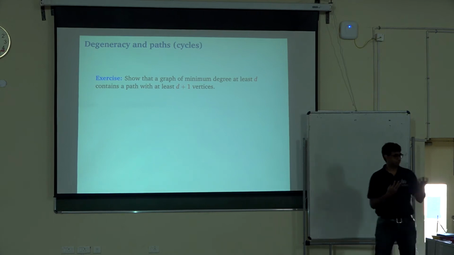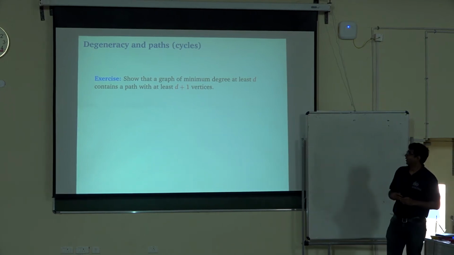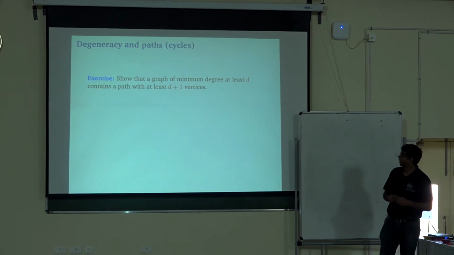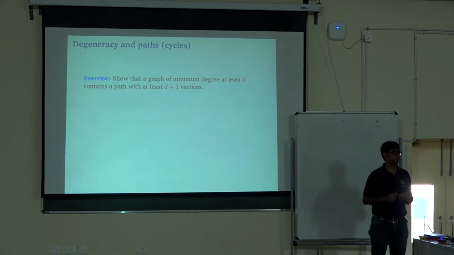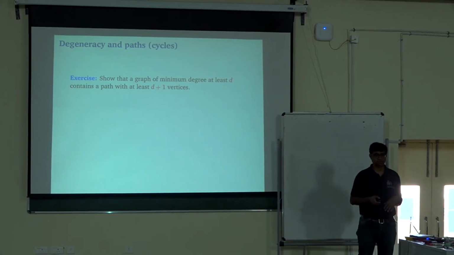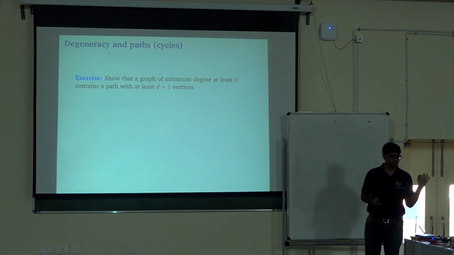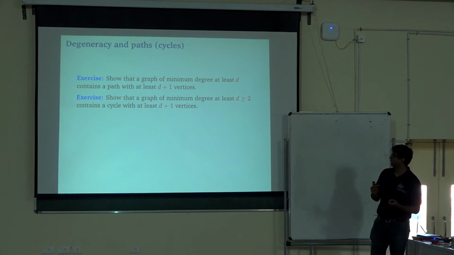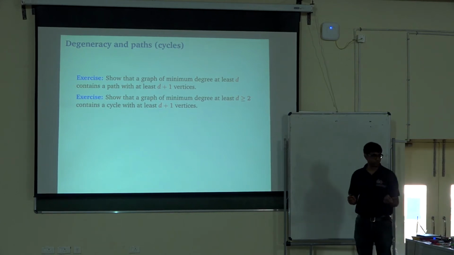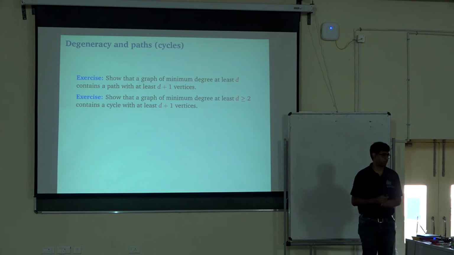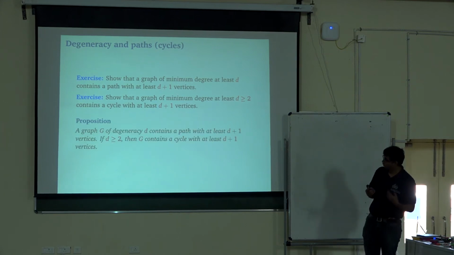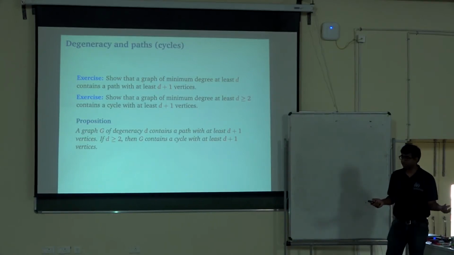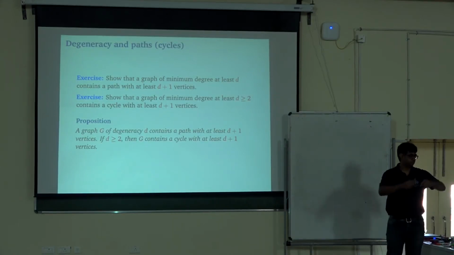Now, let me ask you a very simple exercise, because we ask this in our entrance tests. If you have a graph of minimum degree d, then it contains a path with at least d plus 1 vertices. Try it out. I have not used the word degeneracy, I have only used minimum degree. You can also show that if the minimum degree is at least 2, then you can find a cycle with at least d plus 1 vertices. And these results are actually true even if the graph has degeneracy d. Then you have a path with at least d plus 1 vertices, and you can also find a cycle with at least d plus 1 vertices.